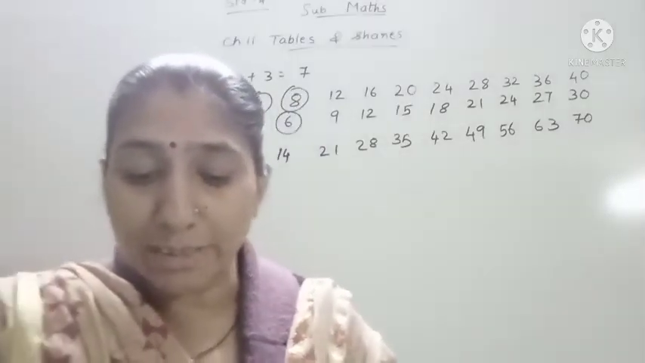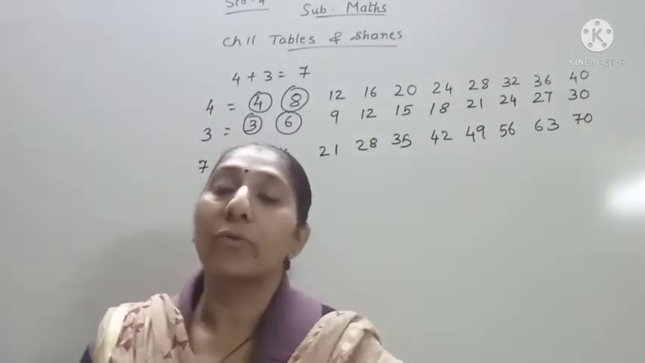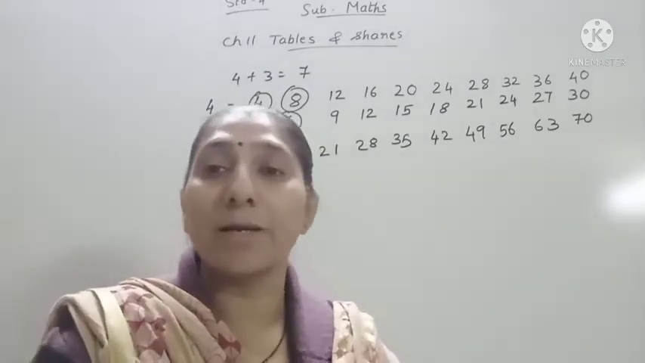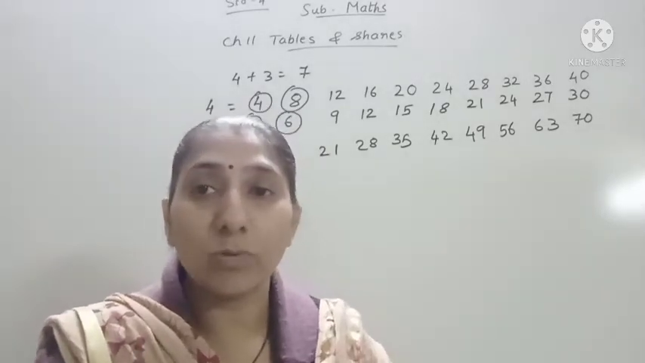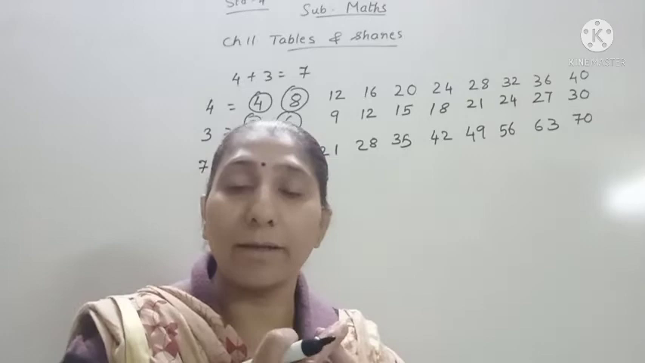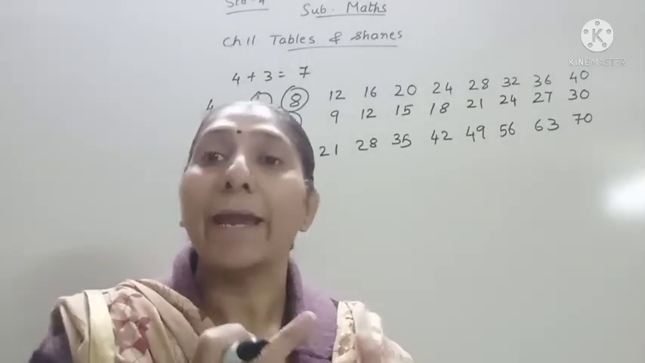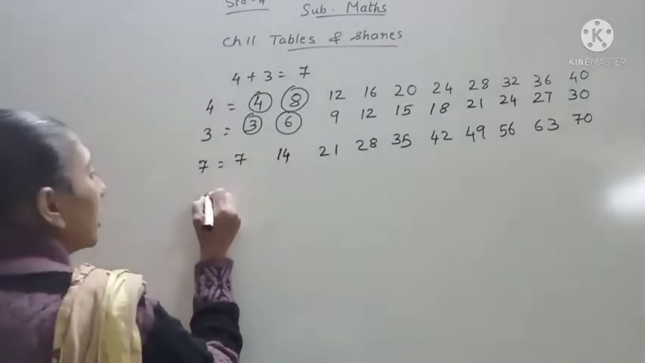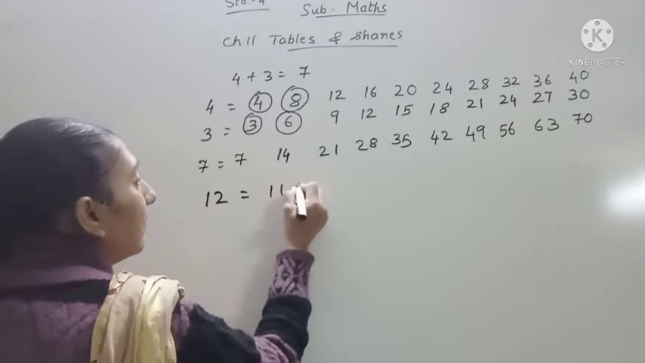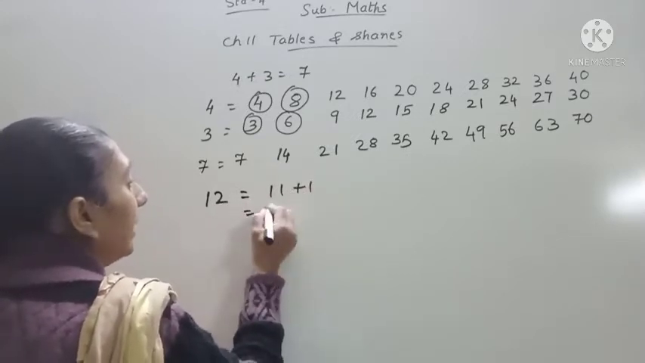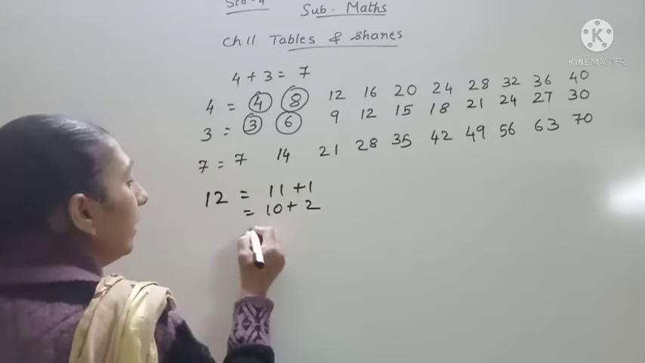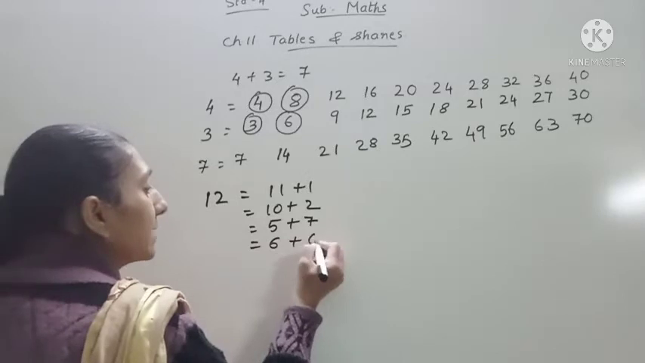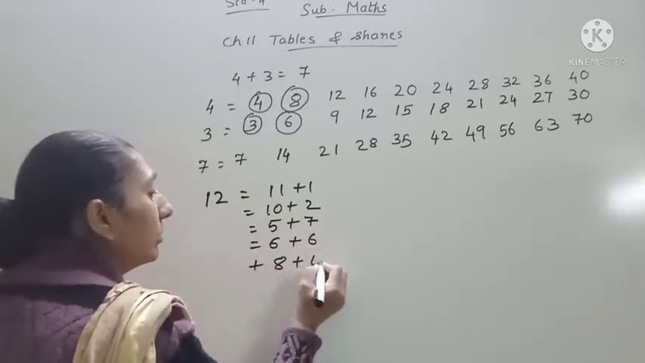Which two tables will you use for writing the table of 12? Now for the table of 12, which two numbers can we take? We can take any two numbers: 11 and 1, 10 and 2, 8 and 4, 7 and 5. We have to see the addition. 11 plus 1 also makes 12. 10 plus 2 also makes 12. 5 plus 7 also makes 12. 6 plus 6. 8 plus 4.